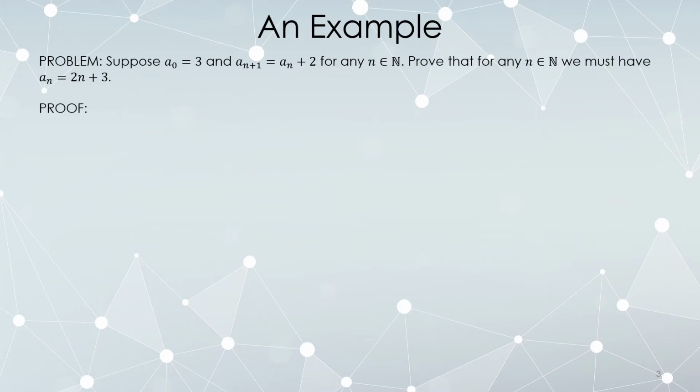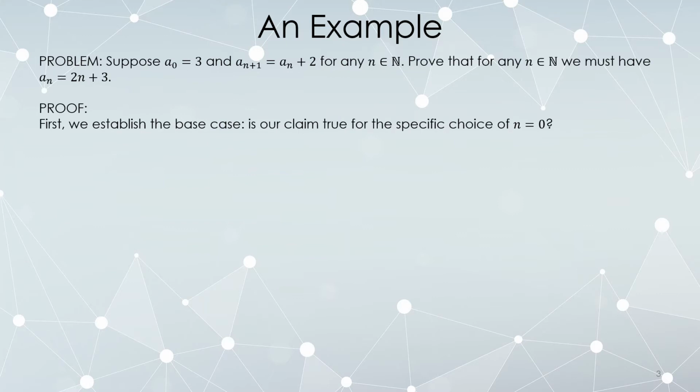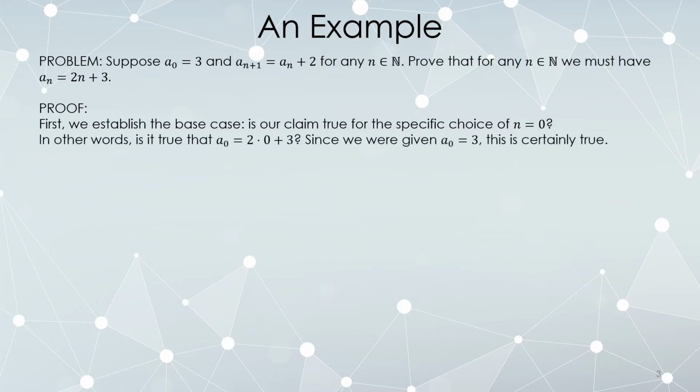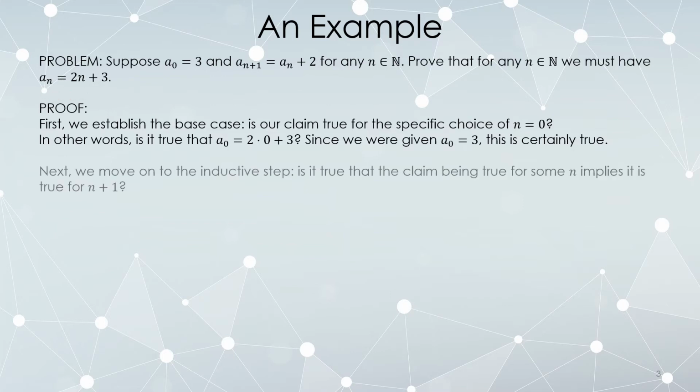Well, let's begin the proof. We start by establishing the base case. Is our claim true if we specifically choose n equals 0, the first natural number? In other words, we're trying to verify that our assertion right here, a sub 0 equals 2 times 0 plus 3. Well, we were given that a sub 0 equals 3, which does match 2 times 0 plus 3. So in other words, if n is 0, our claim is true.